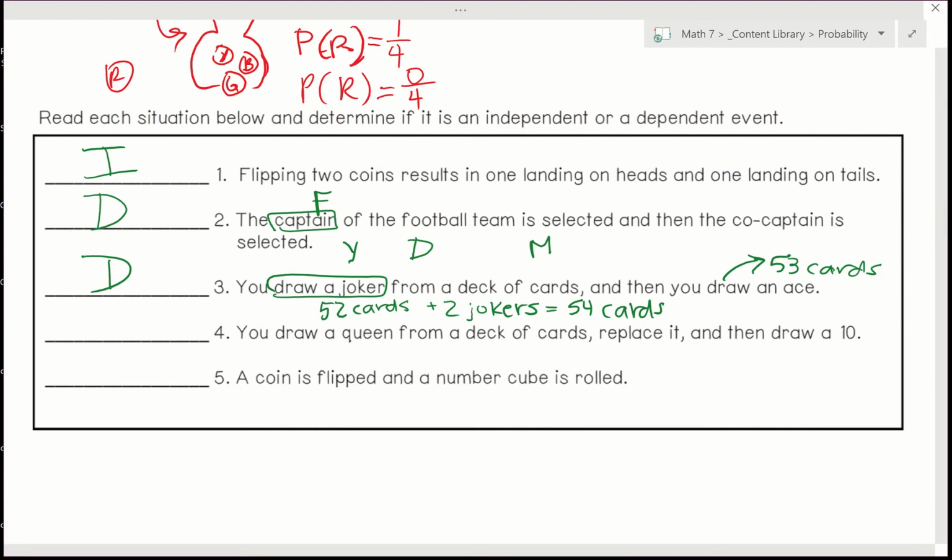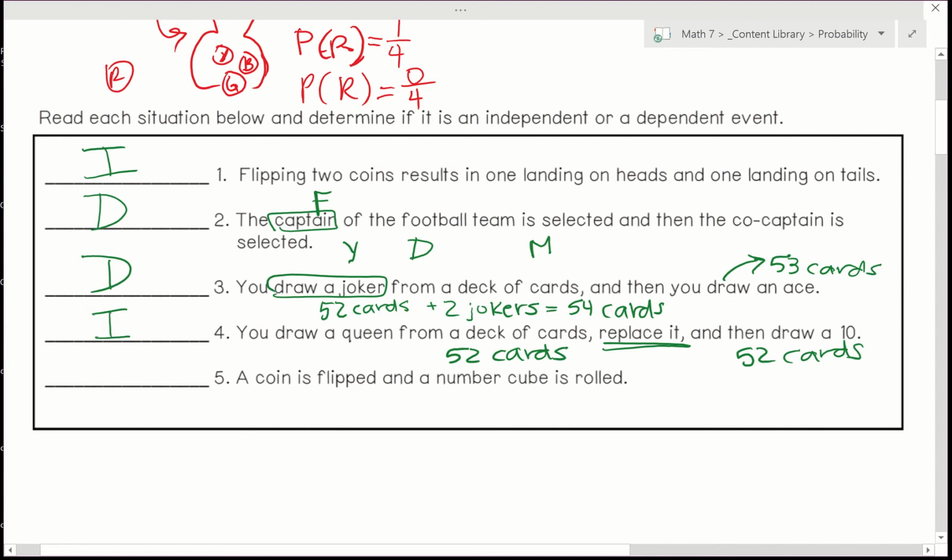Drawing a queen from a deck of cards, replacing it, and then drawing a 10. Well, since I replaced it, my sample space is going to stay the same, right? My deck of cards is 52 cards. I draw a queen, and then if I replace it, and then draw a 10, I'm going to have 52 cards still. So that is an independent event since I am replacing it.